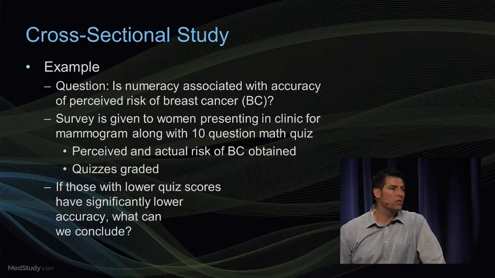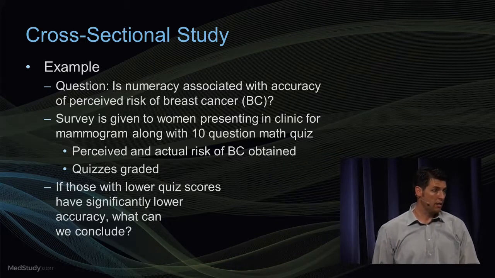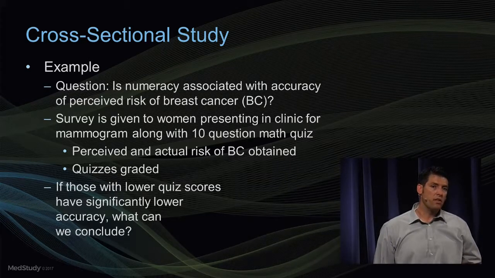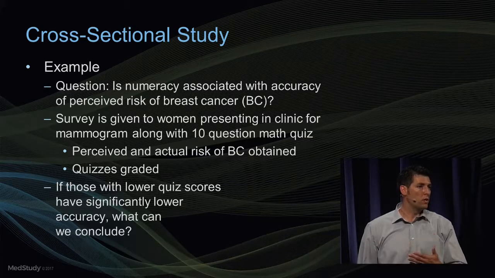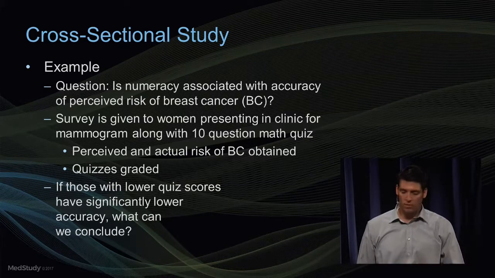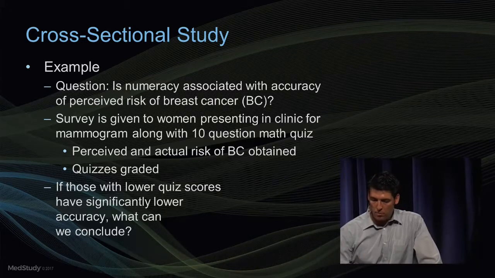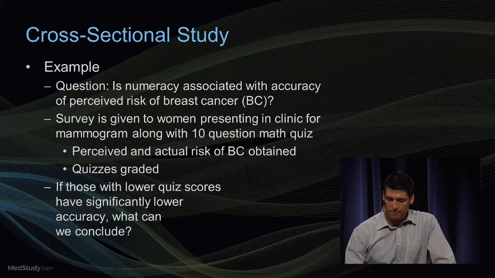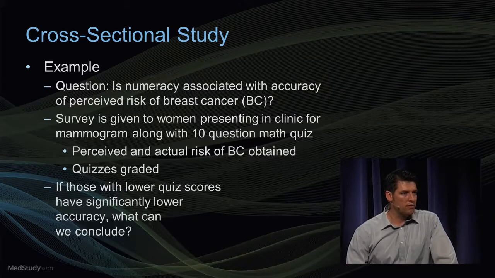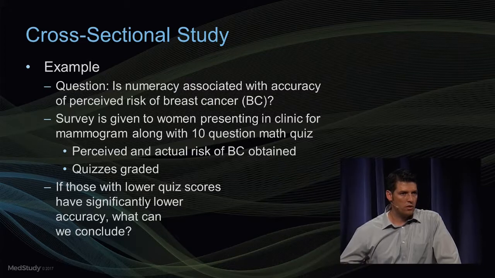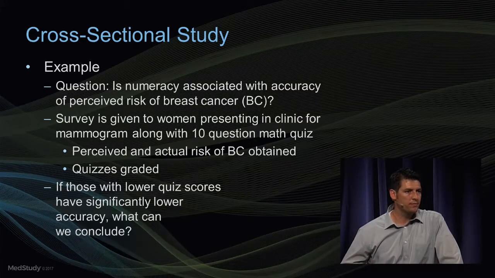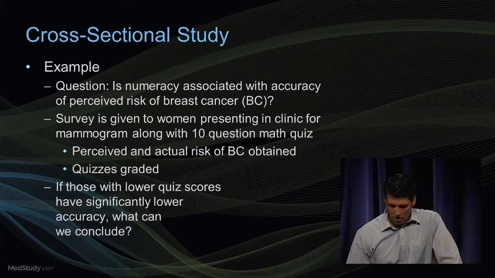There's actually very little that we've controlled for in this particular study, and there may be several other things that affect both their numeracy and their perceived risk of breast cancer. So very weak statements can be made from these types of studies. But they're not very expensive. They're easy to do, and so they get done a lot, actually. Not necessarily as clinical trials, but as research topics. And so it's not uncommon to come across these.